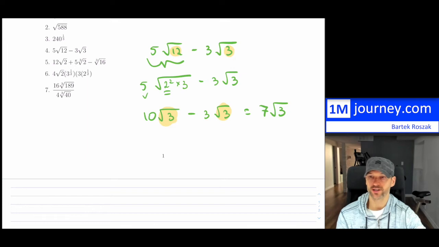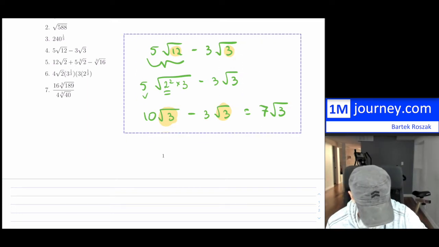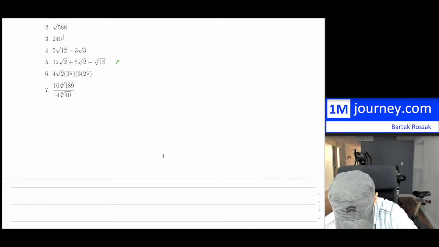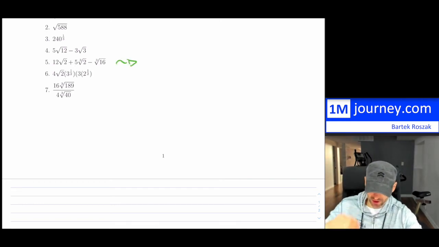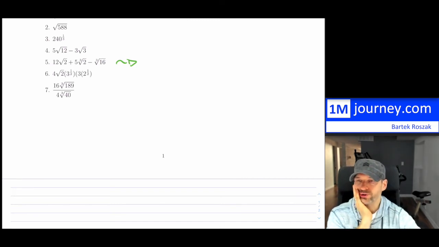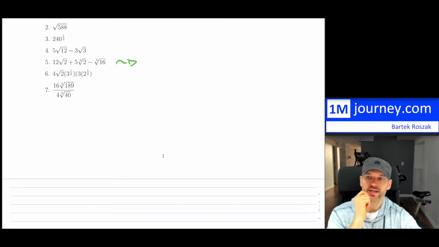Okay, so question number 5. Again, it looks a little complicated. Now you have the square root, and then you have the cubed root of 2, and then the cubed root of 16. So we can't really combine the square root with the cubed roots, but let's see if we can simplify the rest.